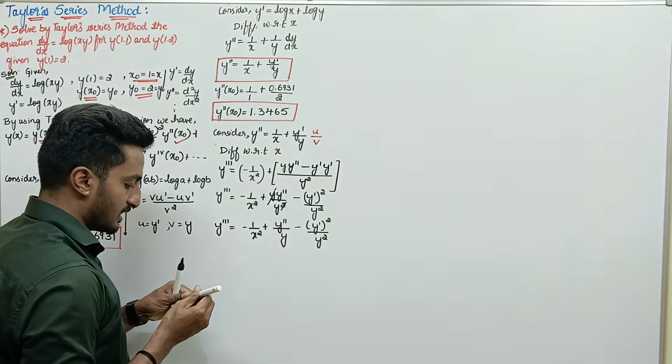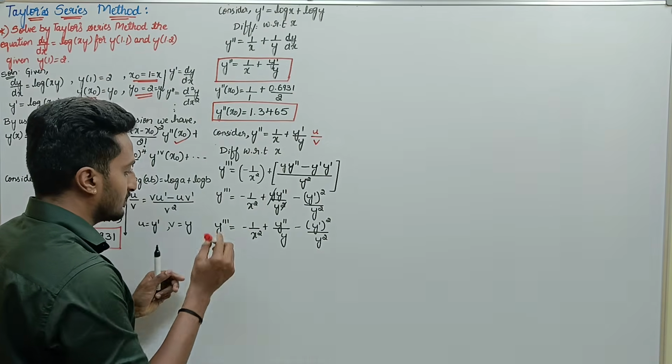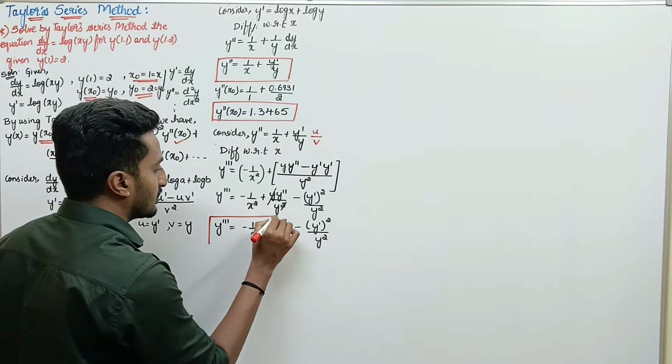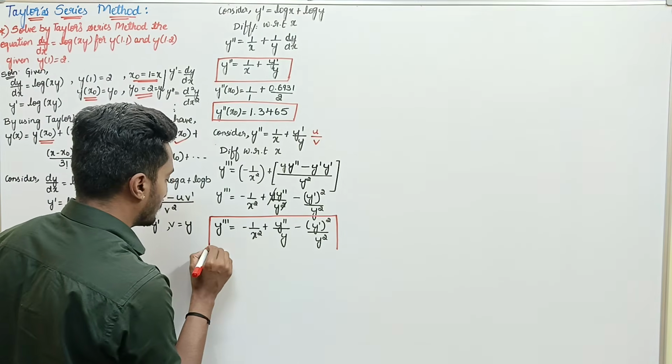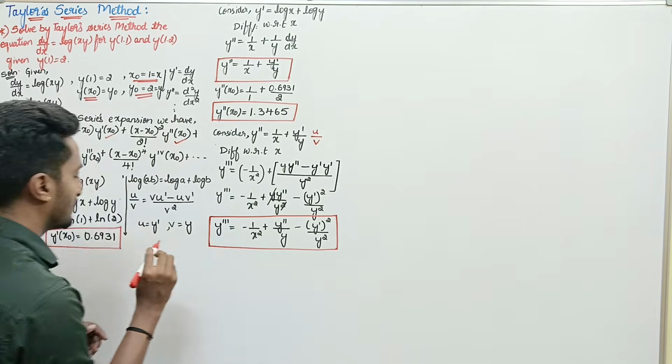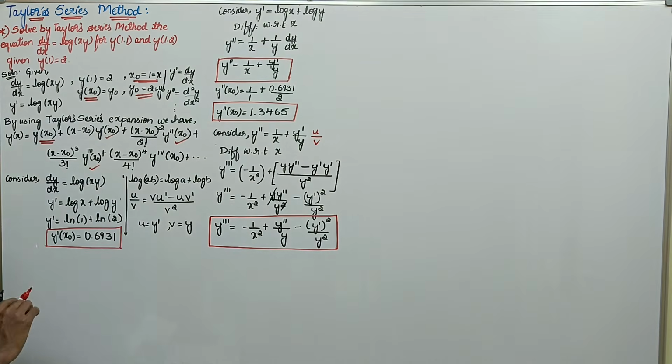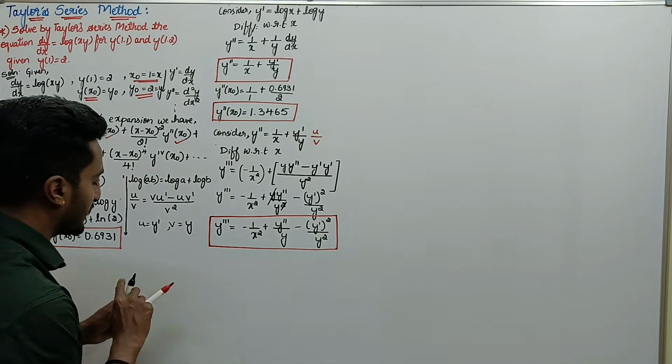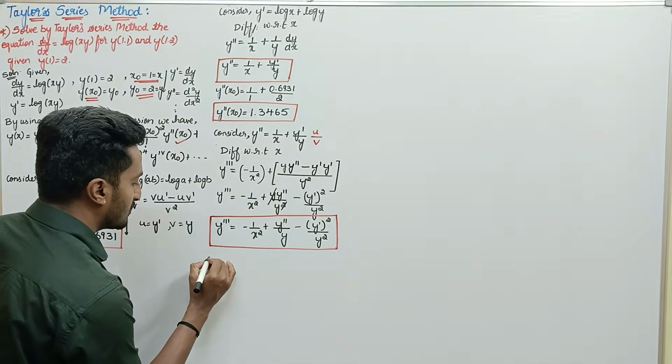This we call the third degree derivative, y triple dash. See, we found y triple dash of x also. Now what we are going to do? Now we are going to simplify the values. How to simplify the values?